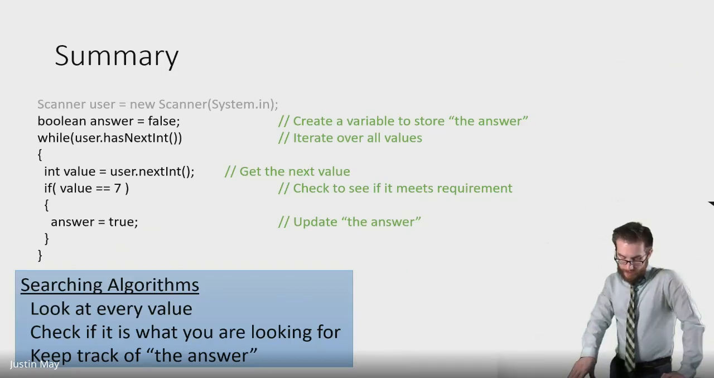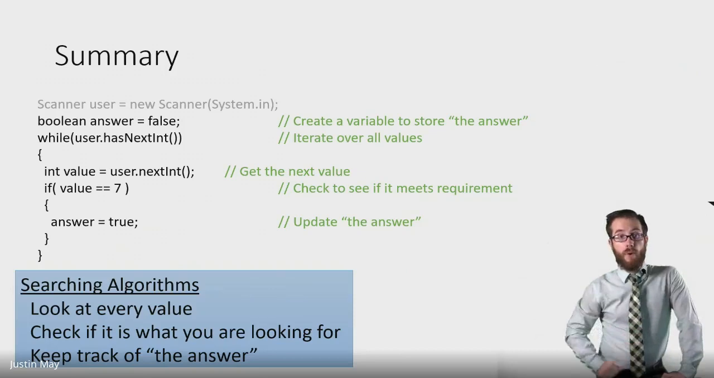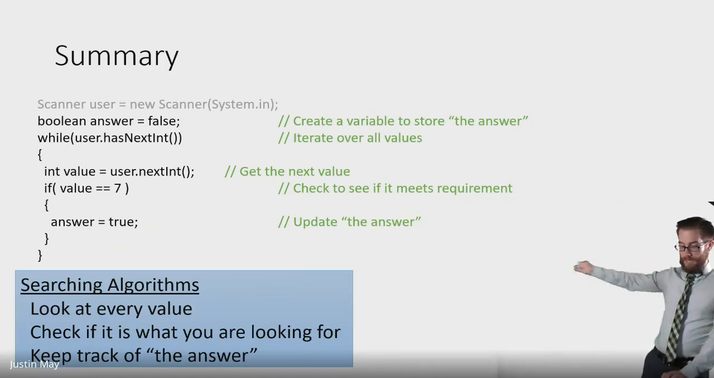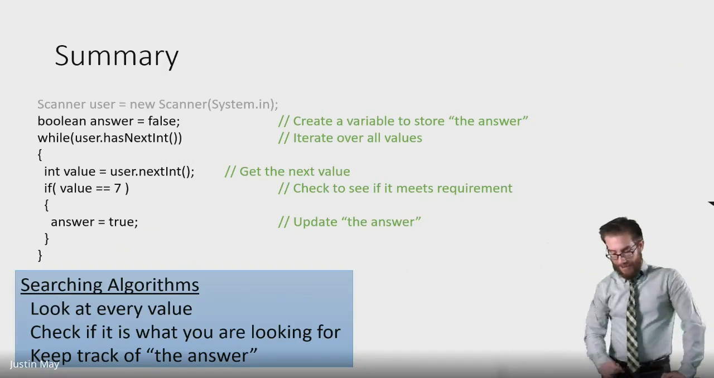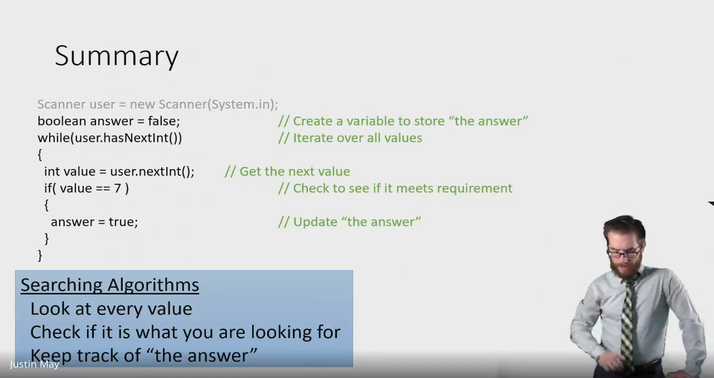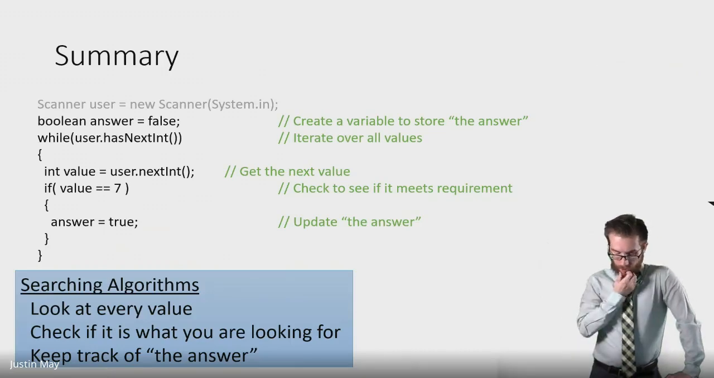You check to see if that number the user entered is something you're looking for. Does it meet the requirement of the question? And then you change your answer somehow. You update the answer variable based, again, on the question. Sometimes you set it to true or false, or you increment a number, or you change it to a number. That's all going to depend on exactly what they're asking you to solve. And that's it. That's the searching algorithm, right?